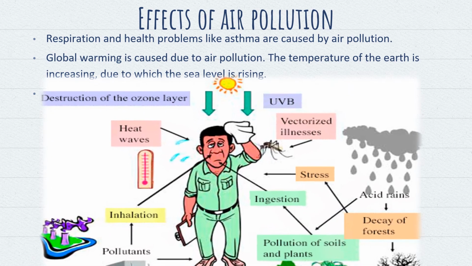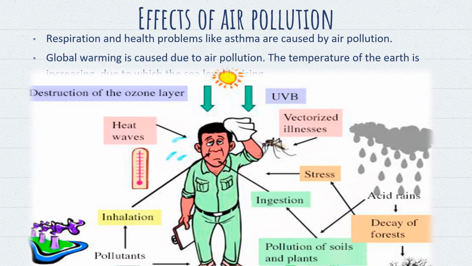Like you see, destruction of the ozone layer is there, then ultraviolet rays will be on us, vector-borne illness will be there, indigestion will be there, then heat waves will be there, inhalation of pollutants, pollution of soil and plants, decay of forest, acid rains. These are all the reasons of air pollution. What are the effects? These are the effects.